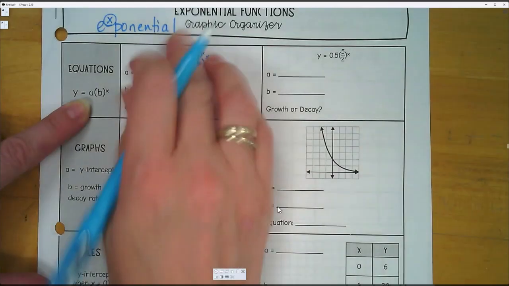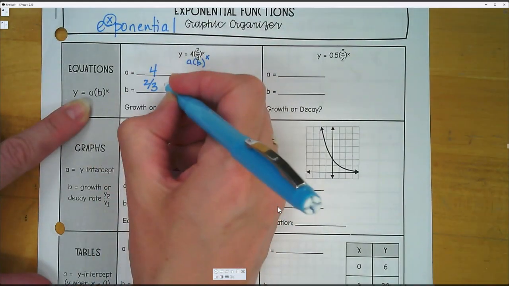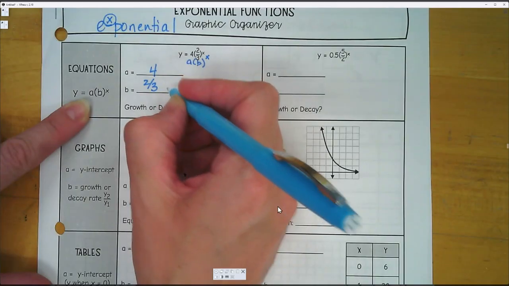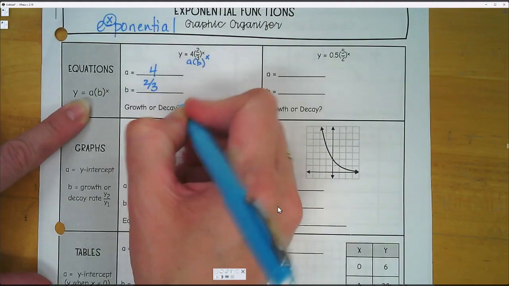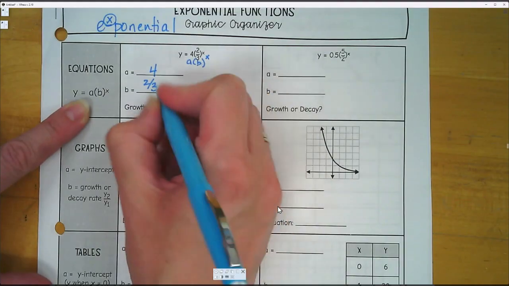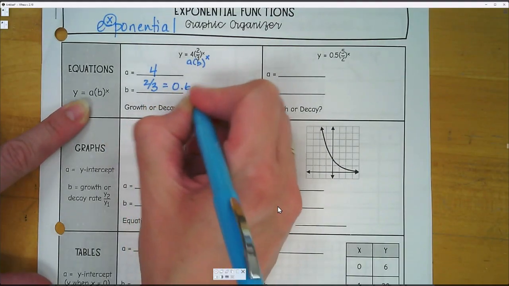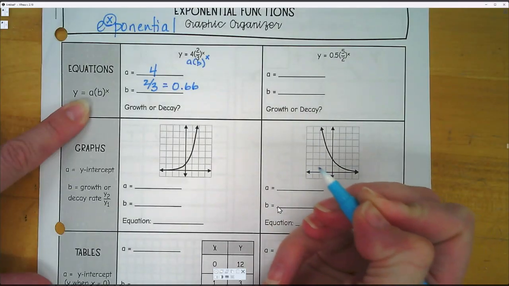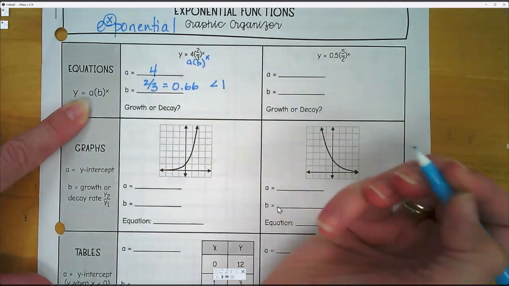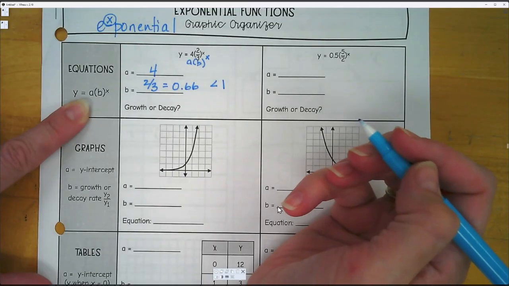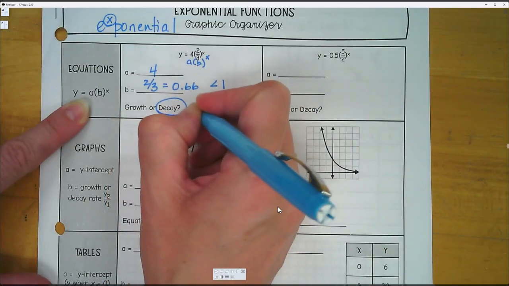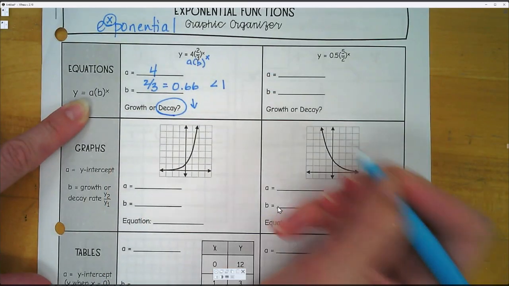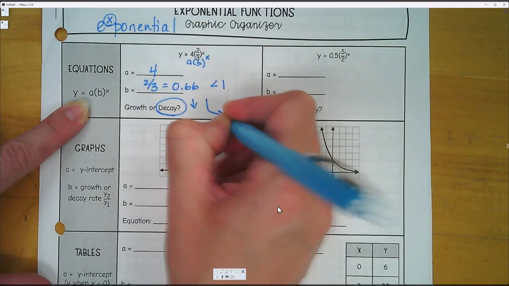When we're thinking about this equation, this b value is going to tell us whether it's going to be a growing equation or a decaying equation, meaning it's getting smaller. So 2/3, if you think about it like a decimal, is less than 1. Well, anytime my b value is less than 1, I am looking at a decay. When it is less than 1, it is going down. My graph will look something like this.